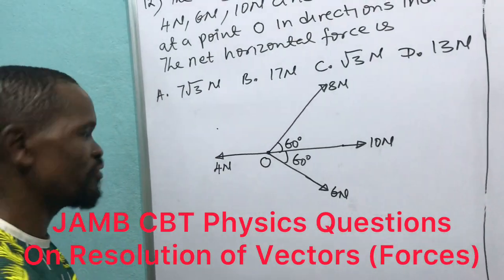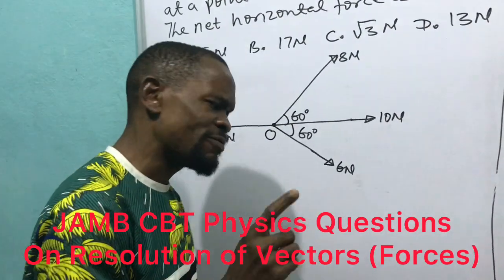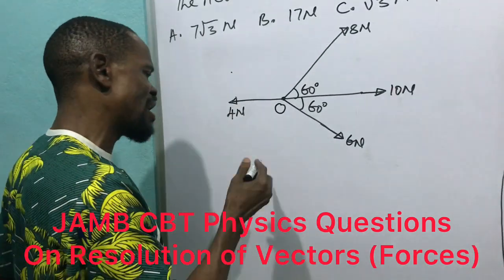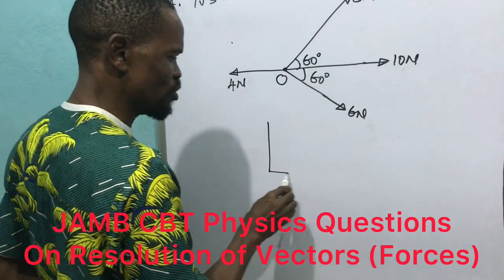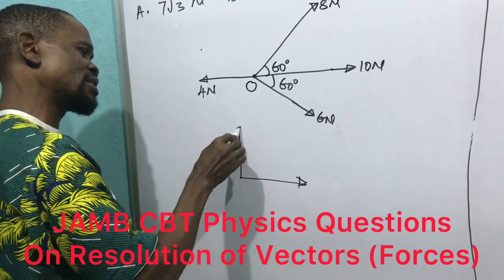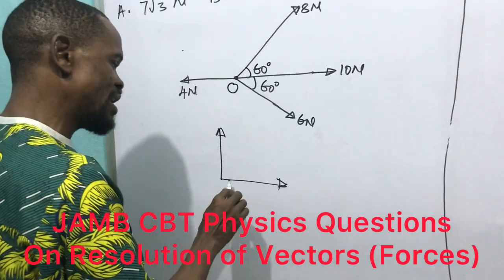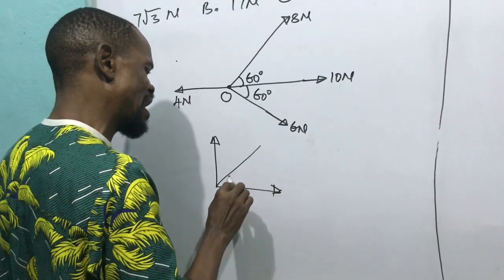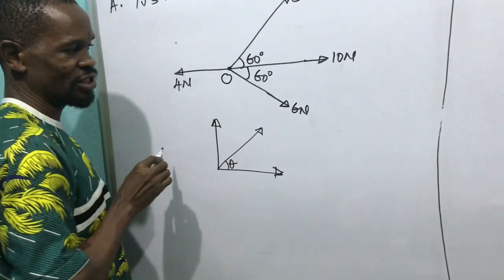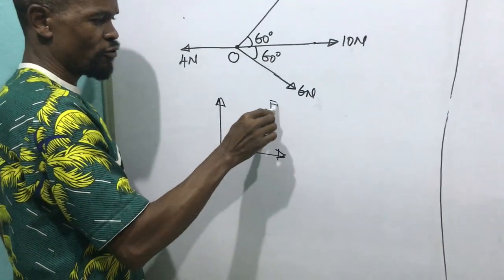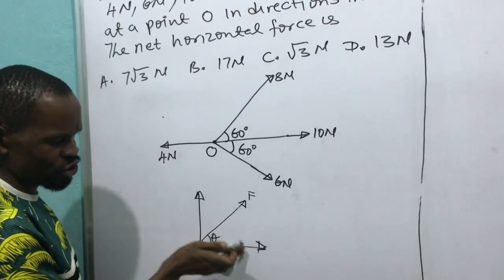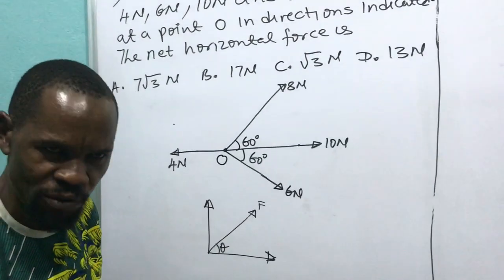The net horizontal force. Then you remember that the two real forces we have are the vertical force and the horizontal force. The force that acts in the horizontal is a real force, and the force that acts in the vertical is a real force. Any force that is inclined at an angle is not a real force. And therefore, for us to get the real force of this force that's inclined at an angle, we resolve it horizontally and vertically. I think you get what I'm talking about.